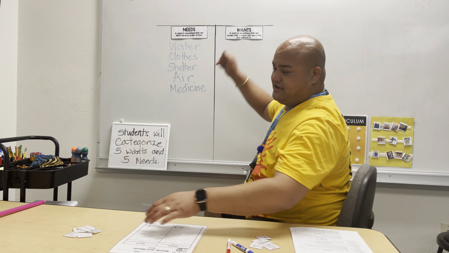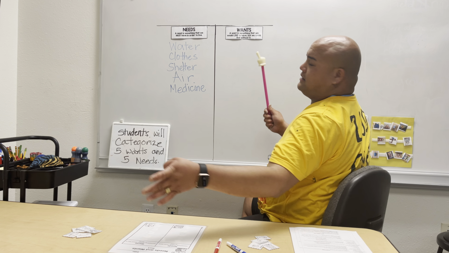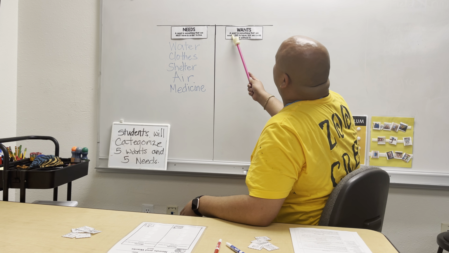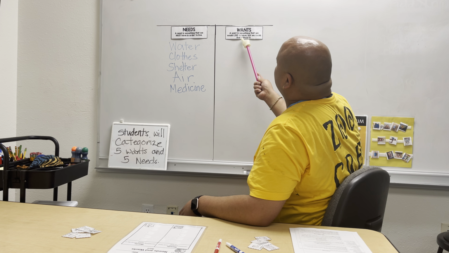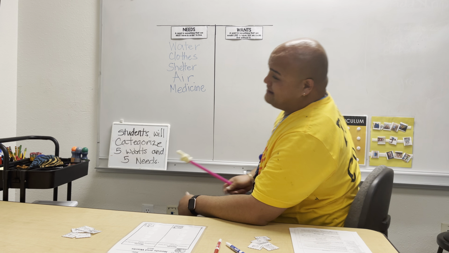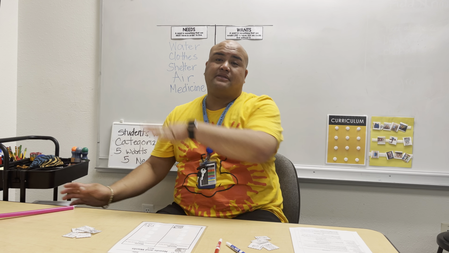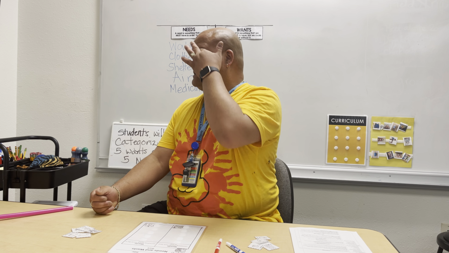All right, so we're talking about what's the difference between a want and a need. We are going to talk about our wants. So here's the definition up here on the board. All eyes on me. A want is something that we would like to have, but we could live without it. There's so many things we want in this world. Like right now, Mr. Ron wants to eat that candy over there. But do I need candy to live?